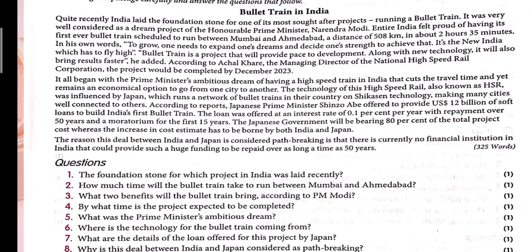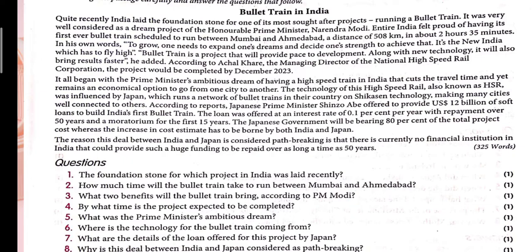So it all began with the Prime Minister's ambitious dream of having a high-speed train in India that cuts the travel time and yet remains an economical option to go from one city to another. The technology of this high-speed rail, also known as HSR, was influenced by Japan, which runs a network of bullet trains in their country on Shinkansen technology, making many cities well connected to others.